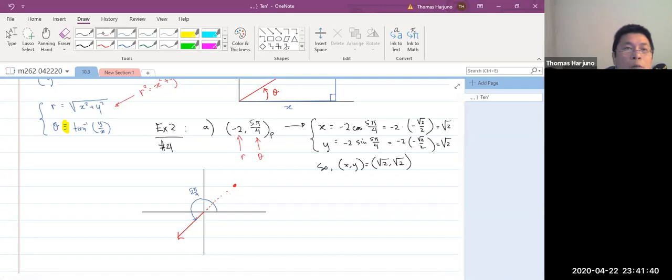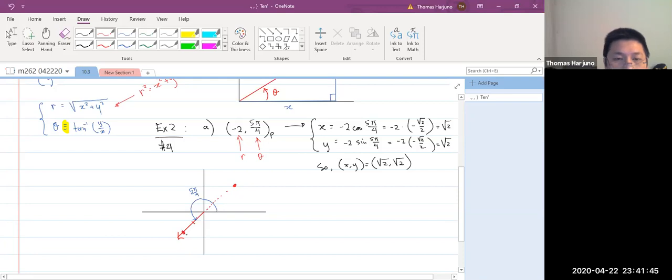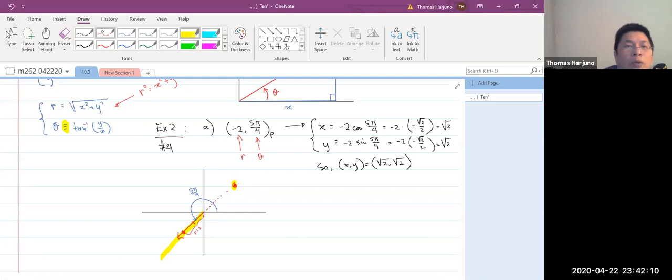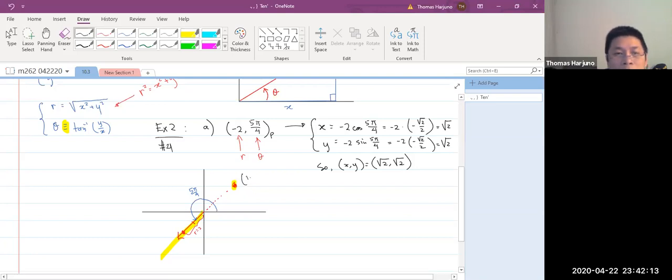Okay, now if we go in the positive direction, it's supposed to be here. Let's say this is radius 2, right? Let's say this is r equals 2. But because the radius is negative, then I go backward instead. Okay, yeah. So according to this direction, r equals -2 is here. Okay, and according to our computation, this coordinate is radical 2 comma radical 2.